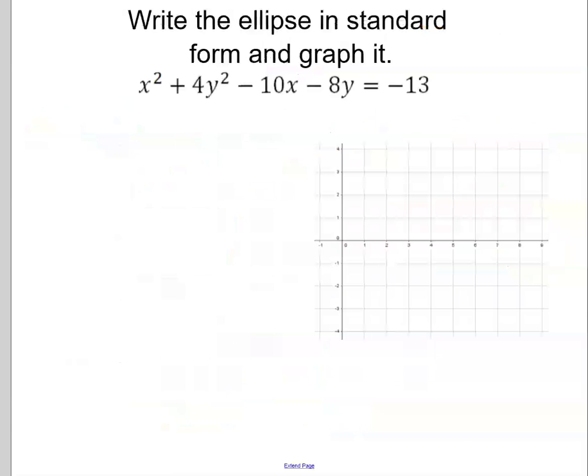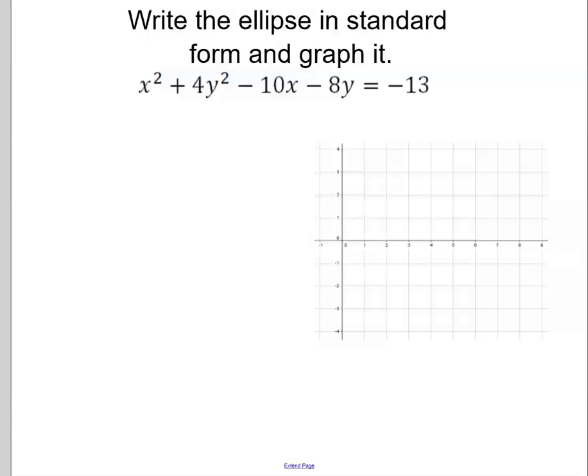All right, so the last 2 examples we're going to have are equations that are not written in standard form for an ellipse. Okay, so first of all, I want to discuss how you can recognize what type of equation this is.